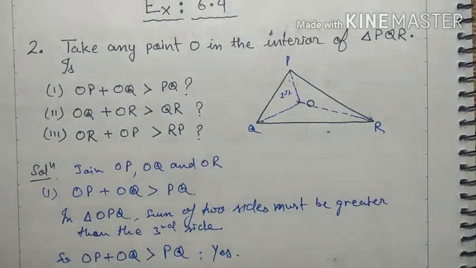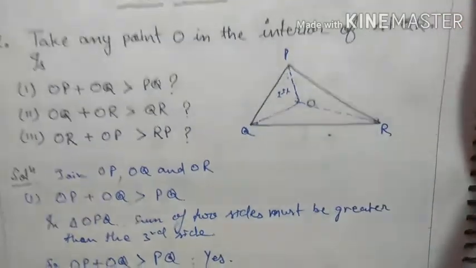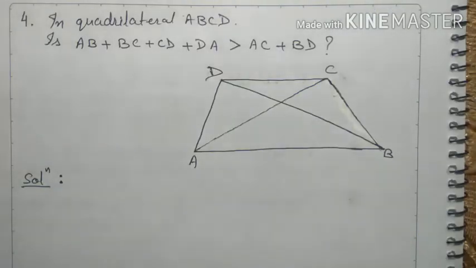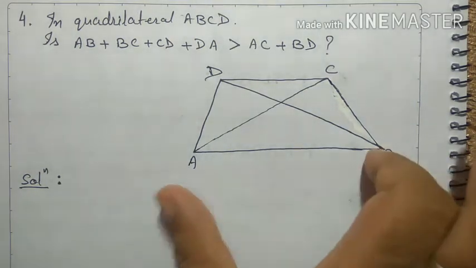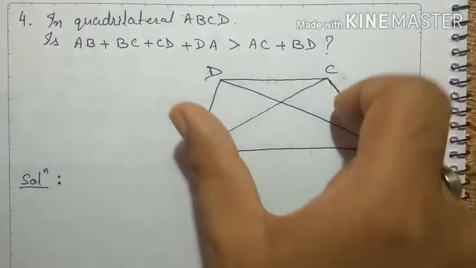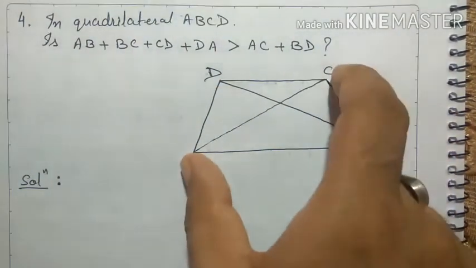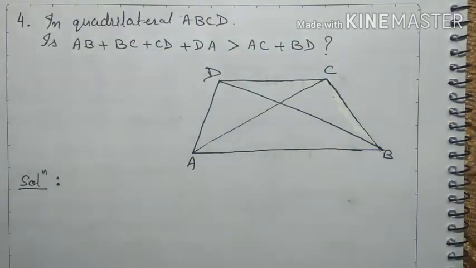Like this way you have to do the next question, question number 2, the second part and third part, on your own, right? Now come to question number 4. In this question we have to check in quadrilateral ABCD whether AB plus BC plus CD plus DA, all these four sides, is greater than AC plus BD, that is, greater than the sum of its diagonals. So how to solve this question? Let's check.